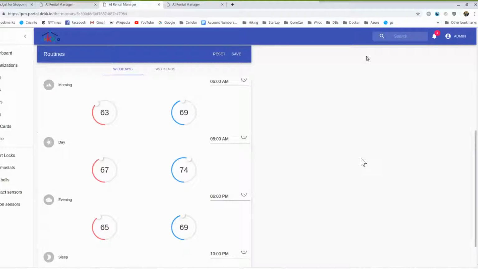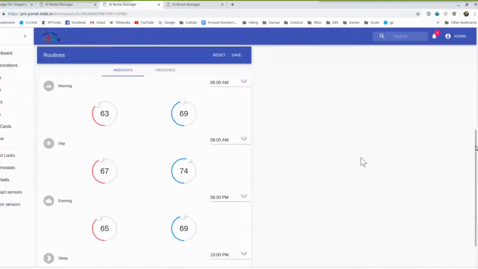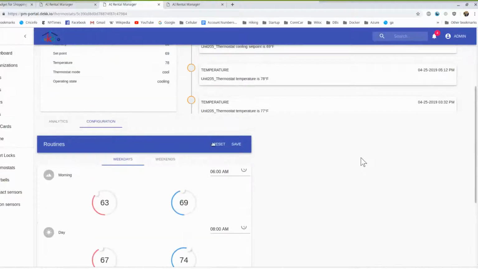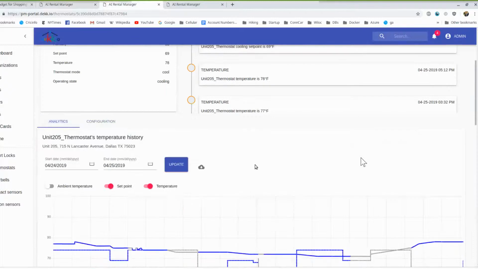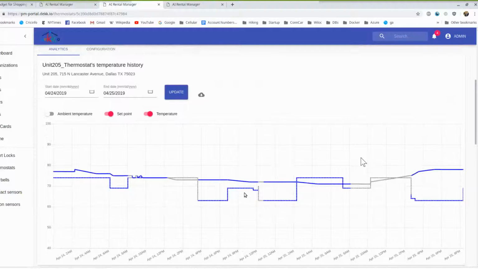I don't know if you answered this, but if the tenant changes the temperature, let's say it's the middle of the day and it's set to 74, and he comes in and sets it at 70, he can do that. But you said that at the next time when it comes back up, it'll reset back to the schedule. That's right. Correct.